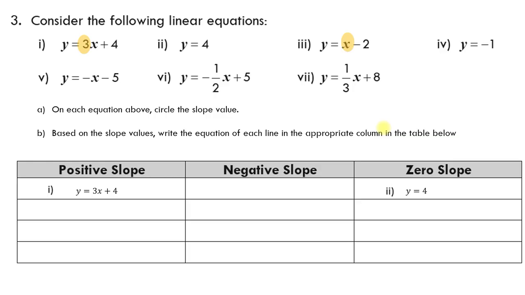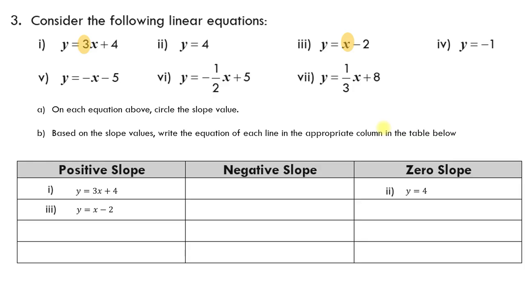Question 3, even though there is not a coefficient explicitly written in this equation, we assume that coefficient to be 1. Even though it's not written, we just know it is 1. So 1 is a positive number, so we'll put that in the positive slope column.